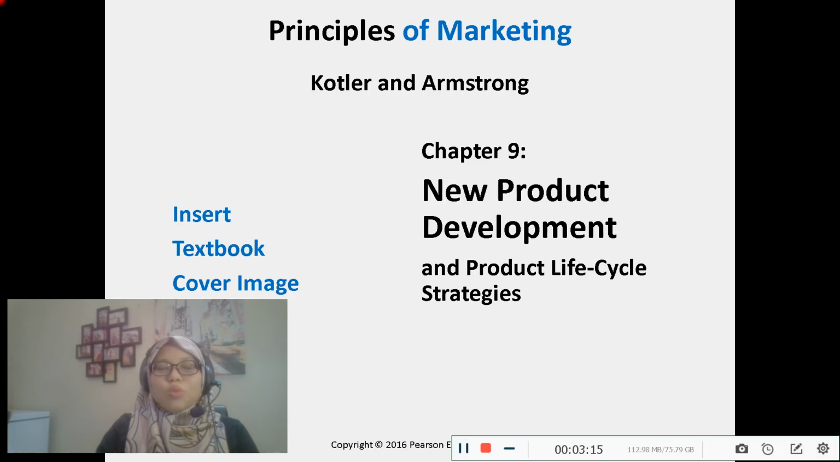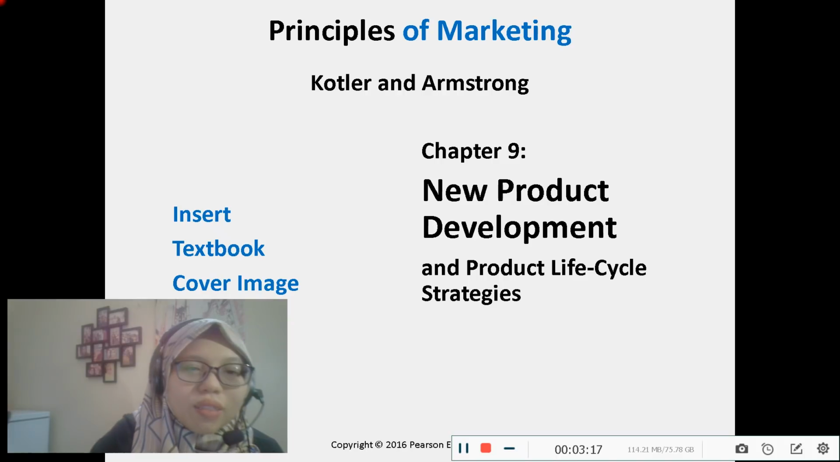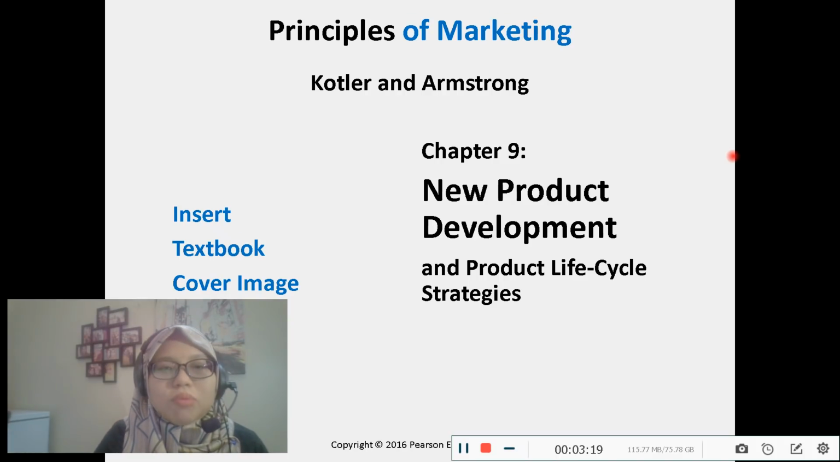Okay. So, let's look at the first important point in this chapter, which is how company find and develop new product.